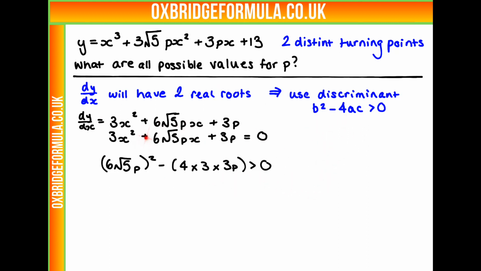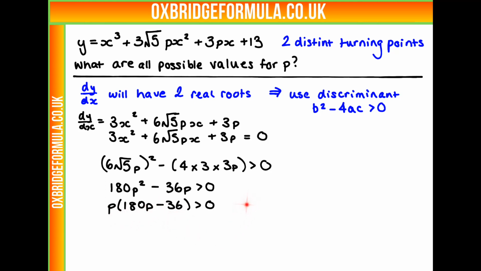So our b is going to be our coefficient for our second term, our a is our coefficient for our first term, and c is for our last term. So we've got 6 root 5p squared, take away 4 times 3 times 3p, and that's all larger than 0. Let's expand these brackets. We're going to have 180p squared, take away 36p, and we can now factorise this. So we're going to have p times 180p, take away 36.